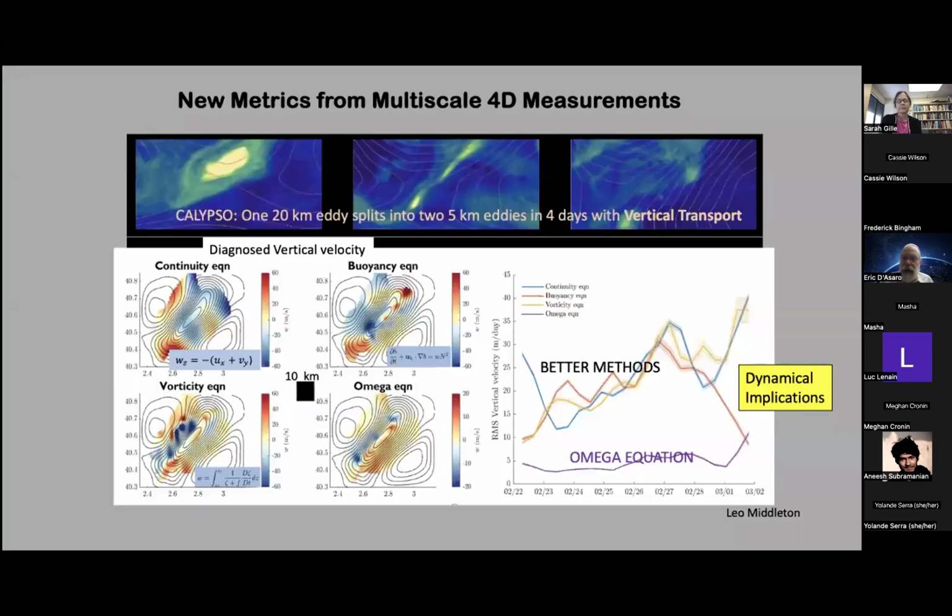Okay. So what do you do with multi-scale 4D measurements like that? Here's an example of showing the much more sophisticated things that you can do. I'm less interested in the results here than how you get to the results for the purposes of this talk. This is from a similar experiment called CALYPSO, which was in the Mediterranean, working with our Spanish colleagues and on a French ship, among other things.